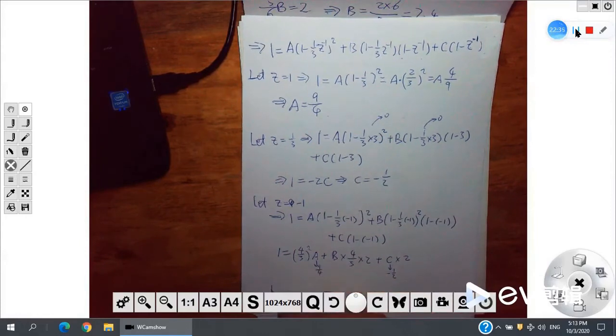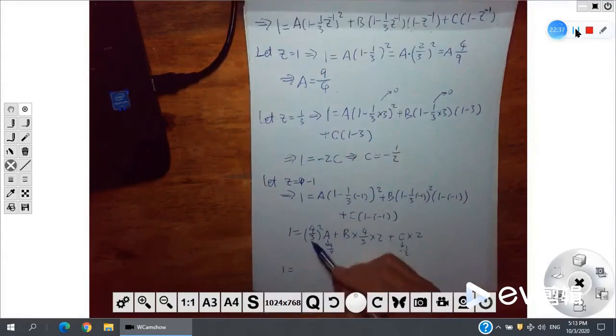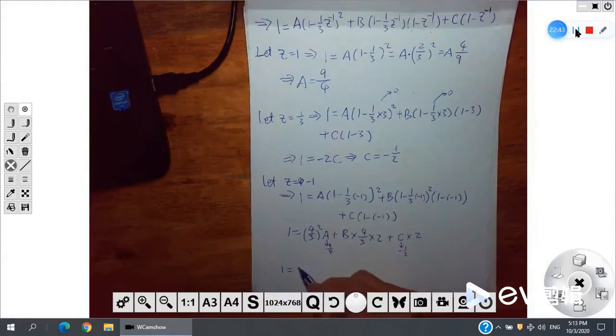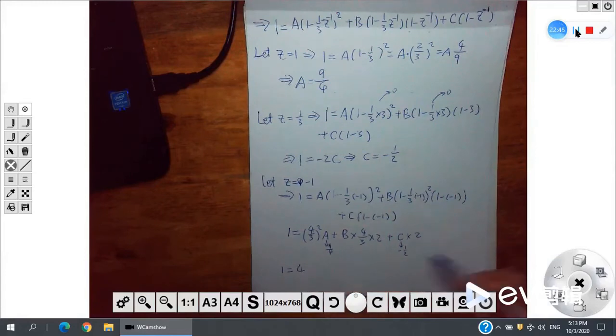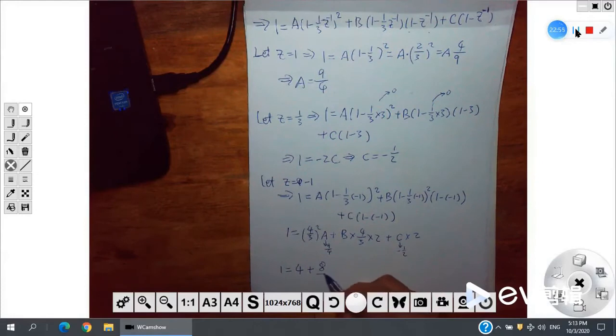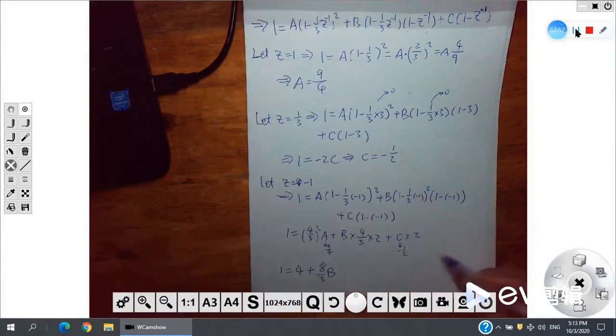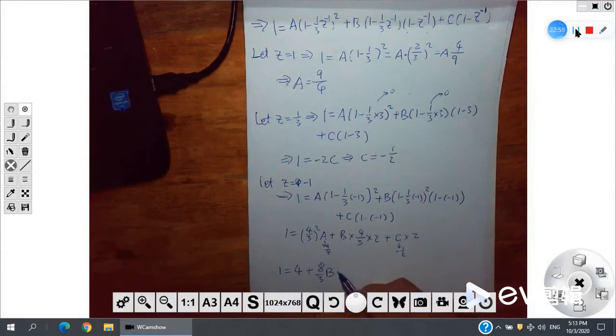So 1 equal to, this is 4 squared over 9. The 9 cancels, and 4 squared and 4 cancel, so I have 4 left. And this is a b over b times 8/3, and I want to find b. Okay, so 8/3 b. And c is negative 1/2, which is minus 1.